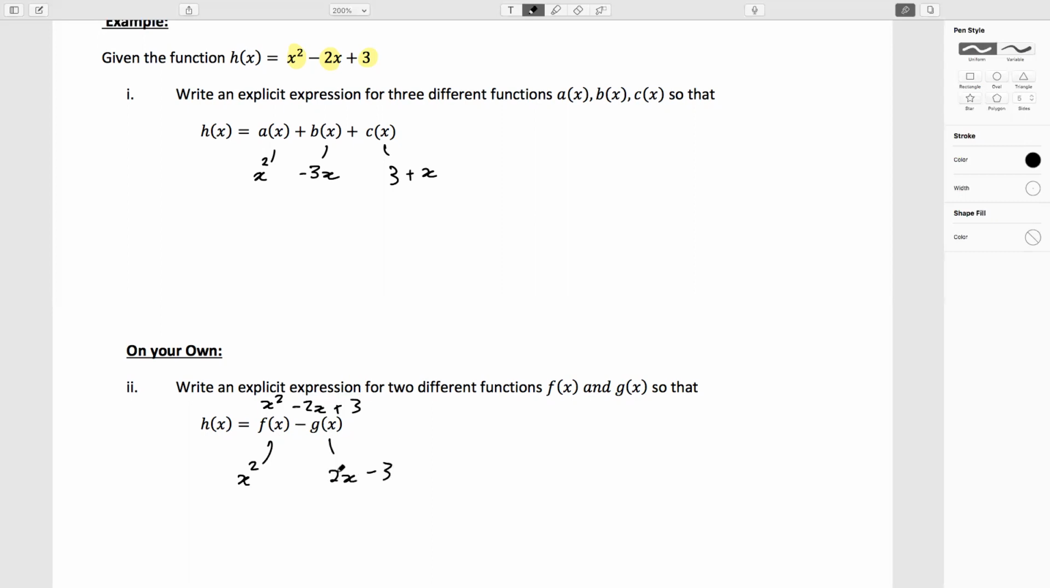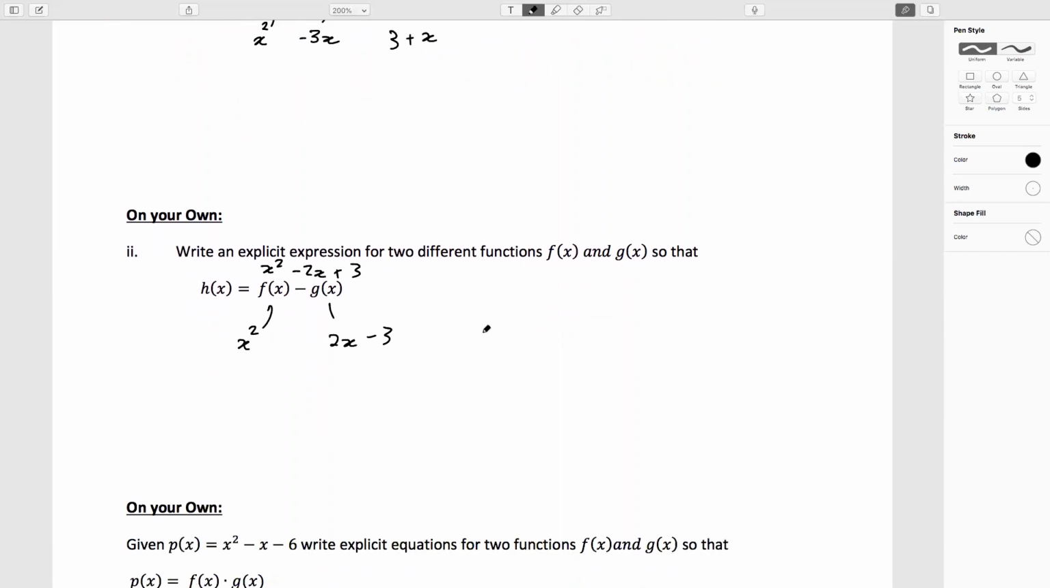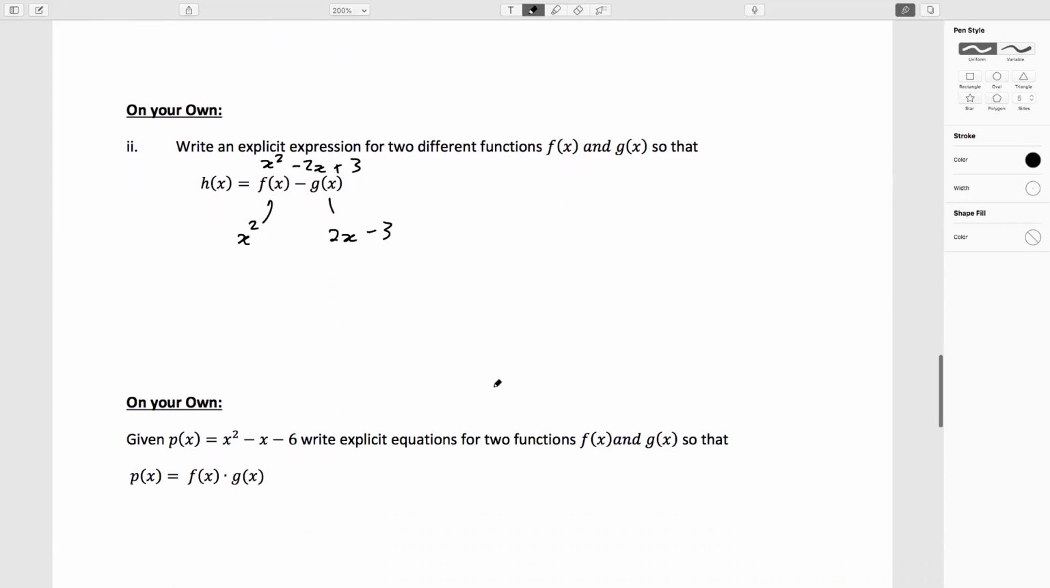And you're probably going, well, why is it positive 2x and why is it minus 3? It's because when I subtract 2x minus 3, it will become negative 2x plus 3. Again, this is not the only answer. There can be many different ways to do this question.